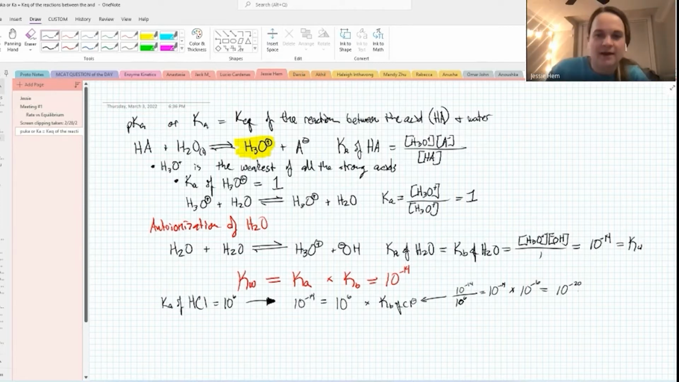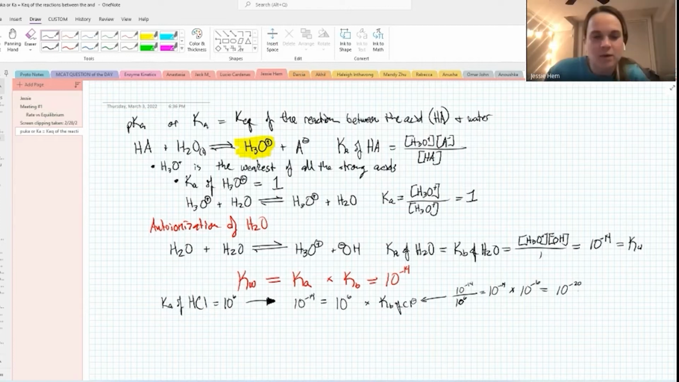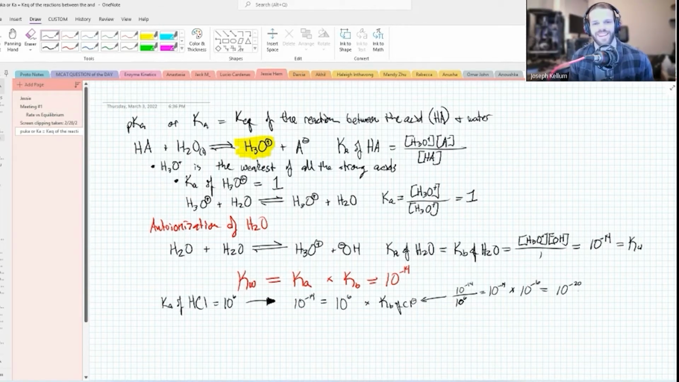So anytime you want to move an exponent up, you just have to take the negative of that exponent, right? So it would be 10 to the negative 14th minus negative 6, which is no, just minus 6. You were right. Got it. Yeah, 10 to the minus 20 is correct. So that's the Kb of chloride.